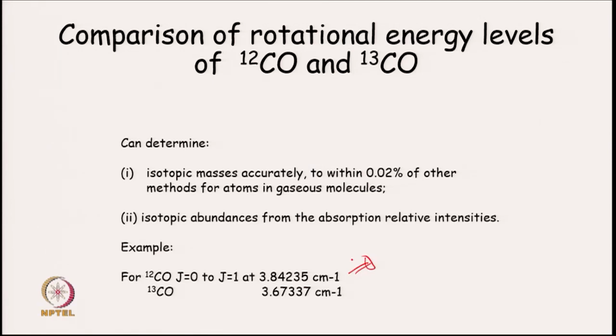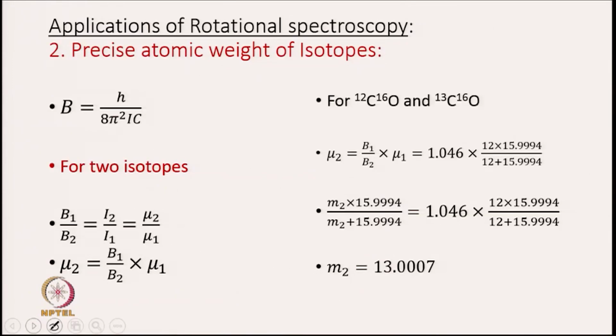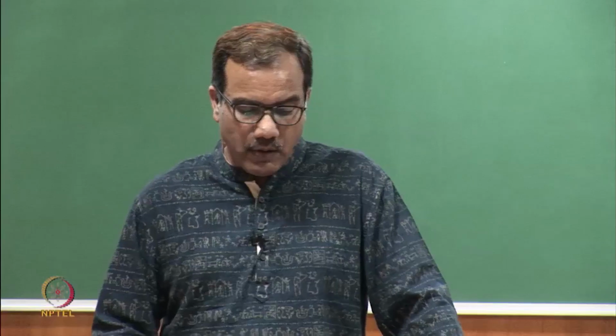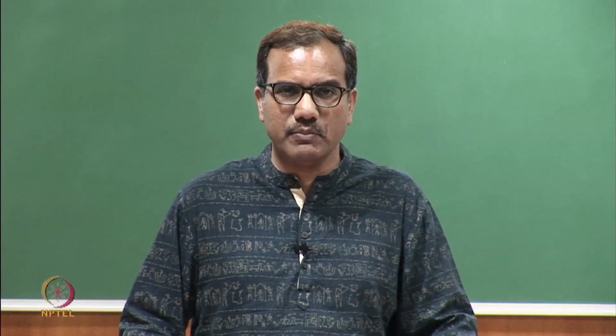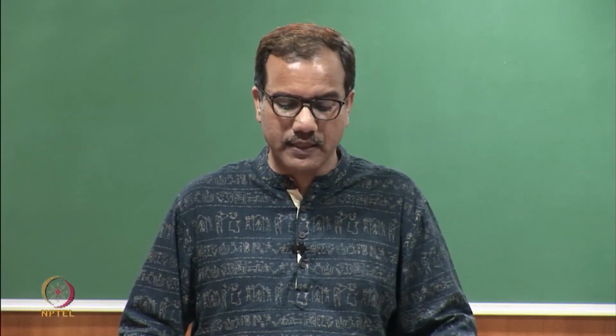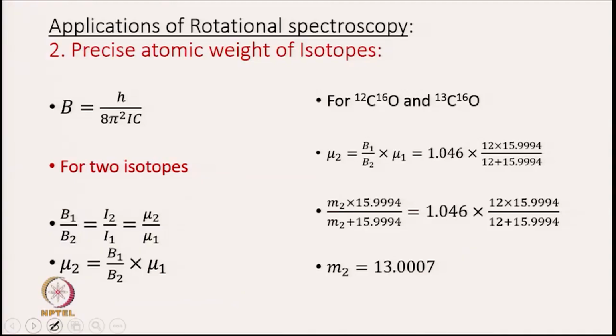So just as we calculated from the rotational spectra, what people saw is for 12CO your rotational constant is 3.84325 centimeter inverse, and for 13CO it is this value. Now this can be used to calculate the accurate mass of your 13C. So the second application of rotational spectroscopy is to get the precise atomic weight of isotopes.